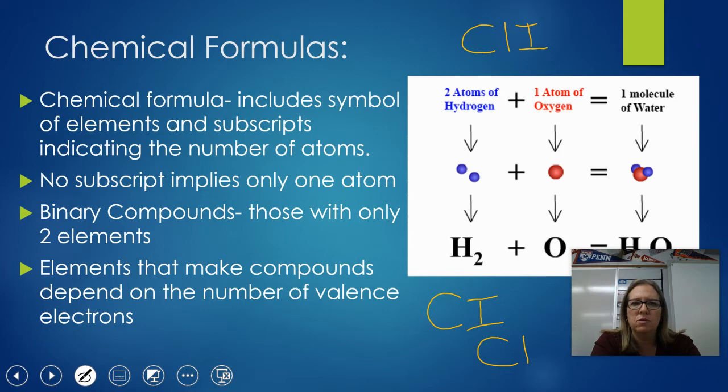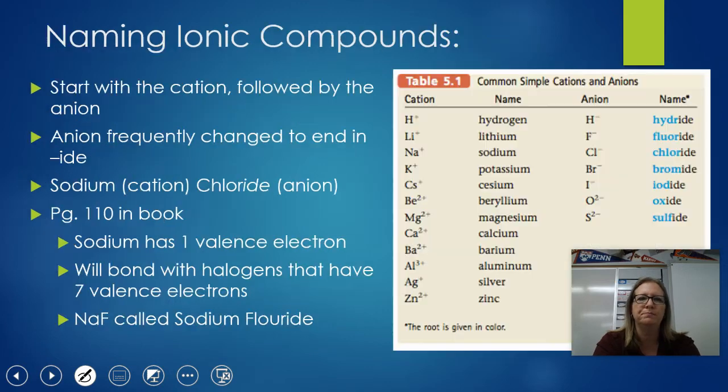Binary compounds are those that only have 2 elements. So water would be a binary compound, bi meaning 2. And then these elements, we've been talking about this a lot. These elements make compounds depending upon the number of valence electrons. Remember, they're trying to get that magic number 8, that rule of that octet rule, okay?